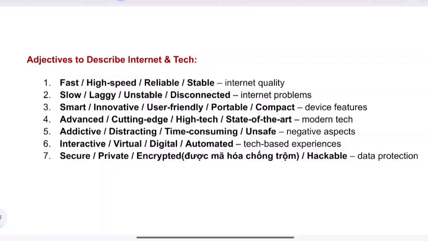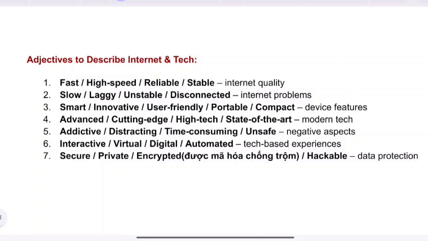Next, when you want to talk about the state of modernity of your technology, you can say advanced, cutting edge, high tech, or state of the art. So you can say your phone is state of the art or the app is user friendly. Okay. Number 5. When you talk about the negative aspects of using the internet or technology, you can say they are addictive, they are distracting, they are time consuming, or it is unsafe to use the internet.